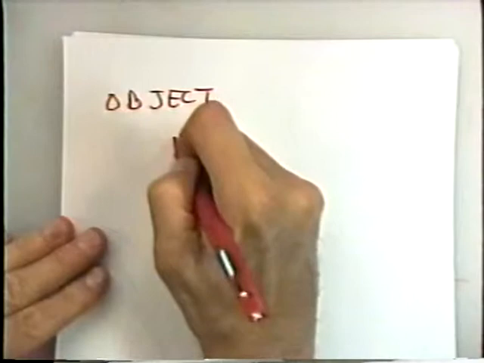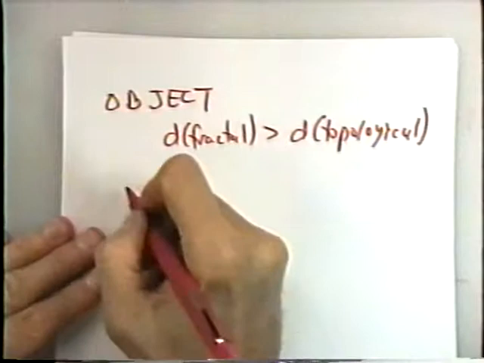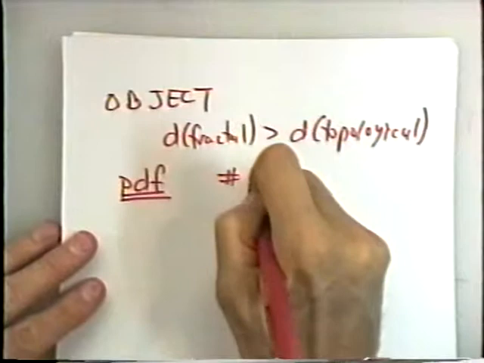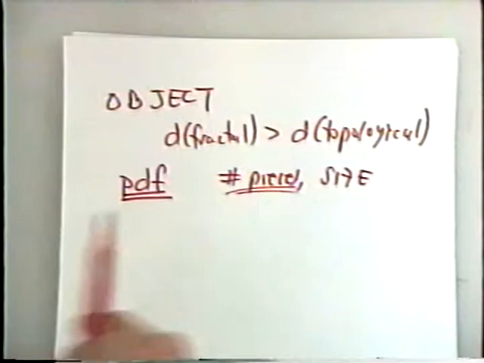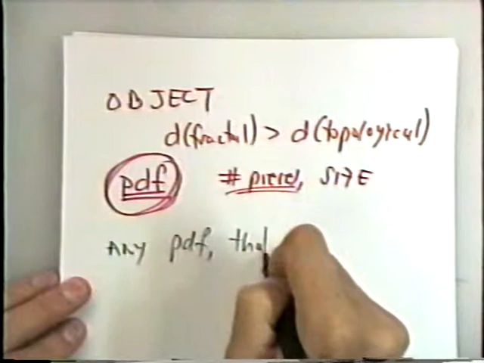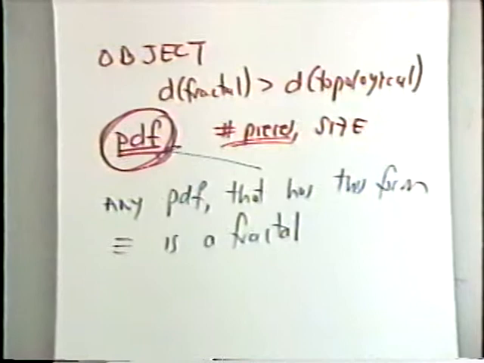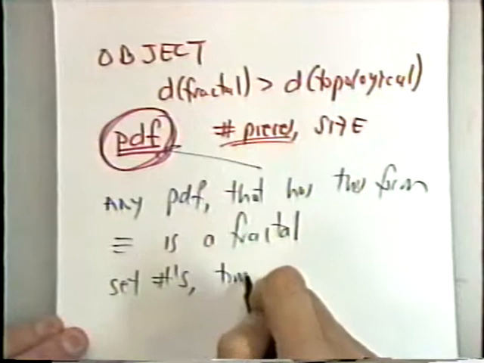These fractal objects have the property that the fractal dimension is greater than the topological dimension. We can describe this object by a probability density function, remember, which is the number of pieces of a given size. As we go to finer and finer sizes, we see more pieces. So I would say now that any probability density function that has this form, as if it would come from one of those objects, is a fractal. And that probability density function could come from a set of numbers, from an experiment, or from time series values, like when we're measuring something in time.